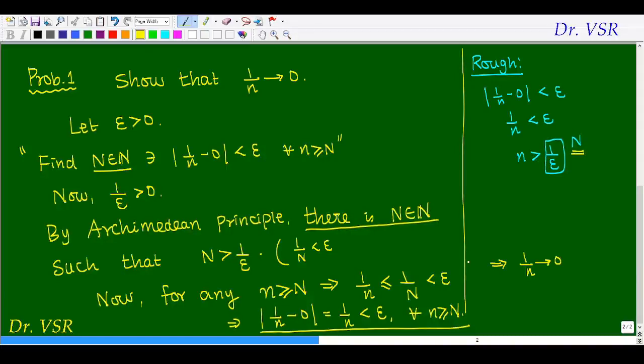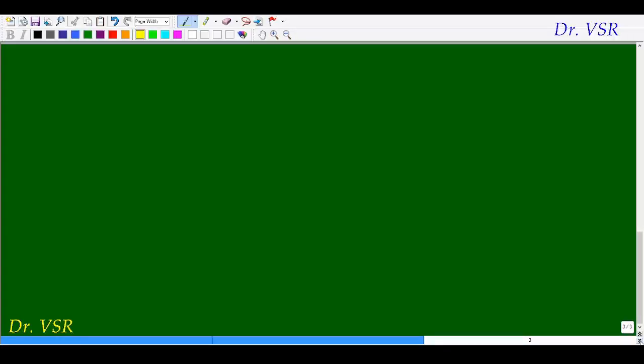Okay, so this is the first example, and now let me go to the second example. Problem 2: another example. Now let us take the constant sequence.